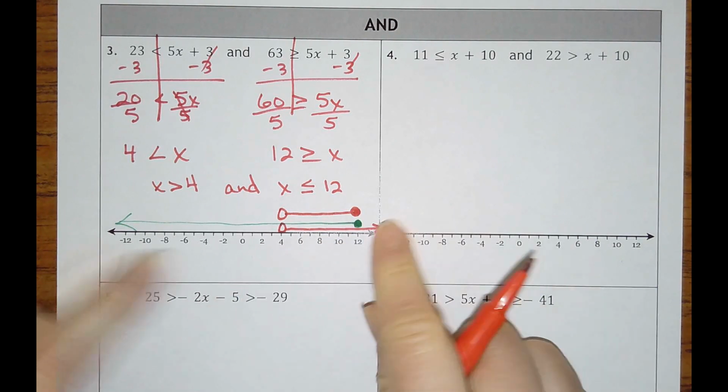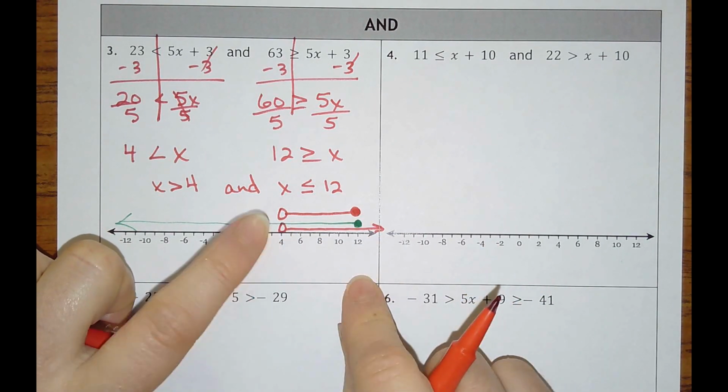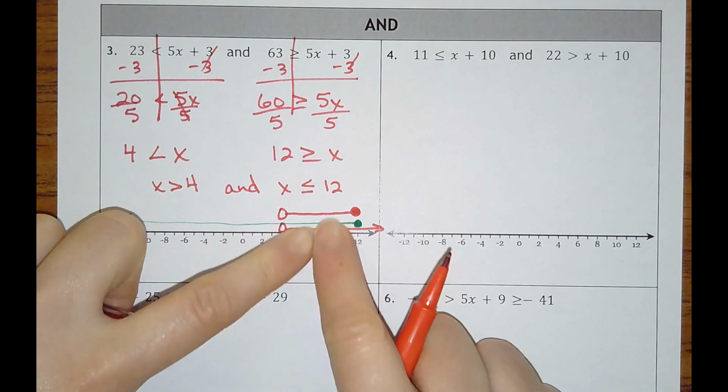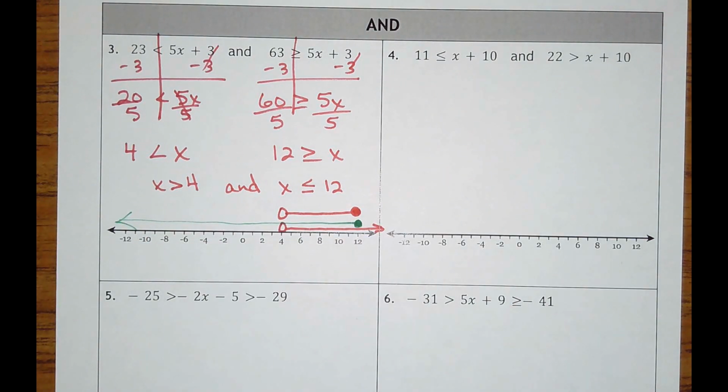So you put yours kind of on your number line, but it's open circle on 4, it's closed on 12, and now this is called a line segment. It's just from endpoint to endpoint, because that's what they have in common.